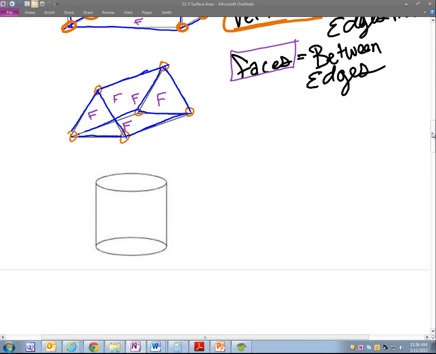Okay. We got 2. Hold up. How many think it is? We got some 2s. We got some 3s. You guys all look around. Yeah, it's 3. 1, 2, 3. Top, bottom, side. Top, bottom, side.